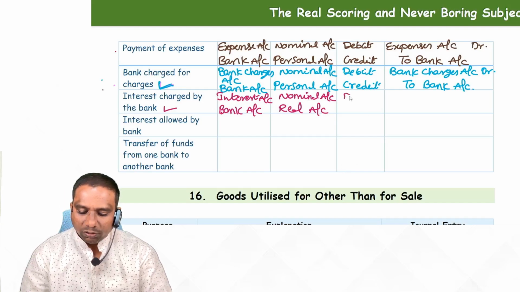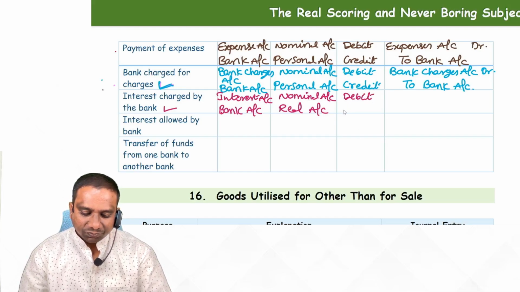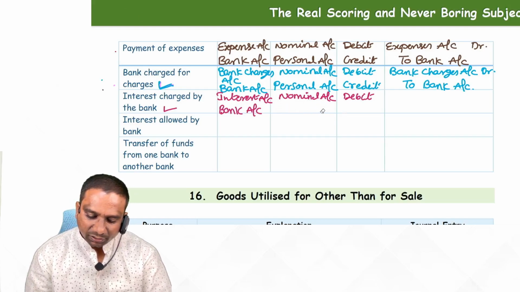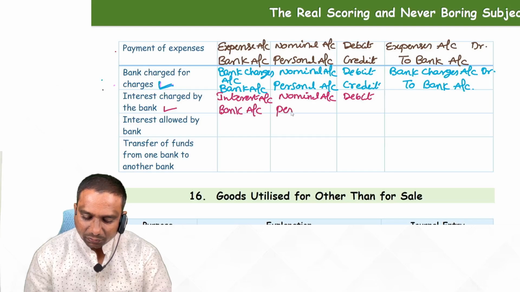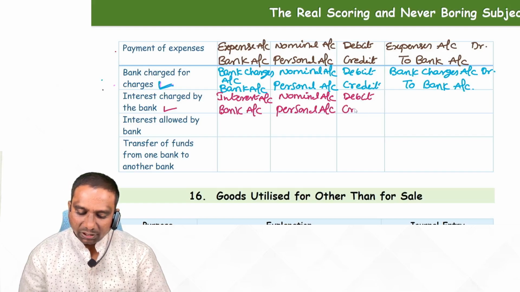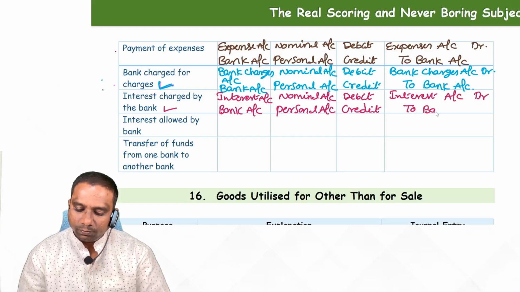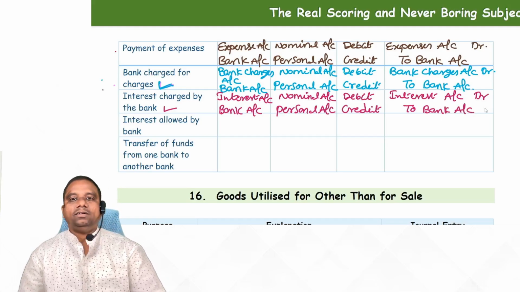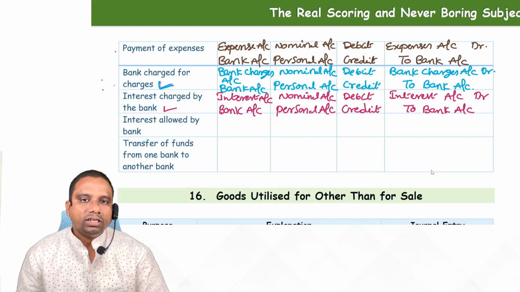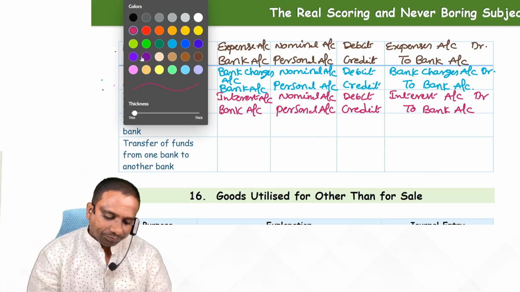Now, nominal account rule: debit all expenses and losses, credit all incomes. Bank, sorry, is a personal account. Personal account rule: debit the receiver, credit the giver. Entry: interest account debit to bank account. Yes or no, students? Next one.